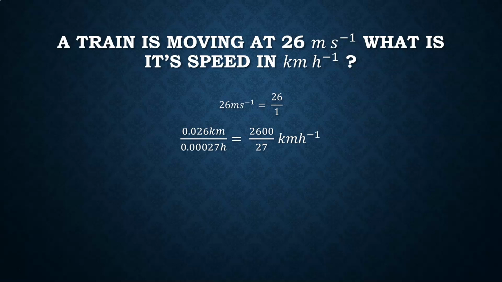Okay, so that's 0.026 kilometers and 0.00027 hours. So remembering that to get meters to kilometers, you divide by 1,000, and to get seconds to hours, you also divide, in this case by 3,600. So that gives us 2,600 divided by 27. We work that out, and our train is moving at 96.29 kilometers per hour.